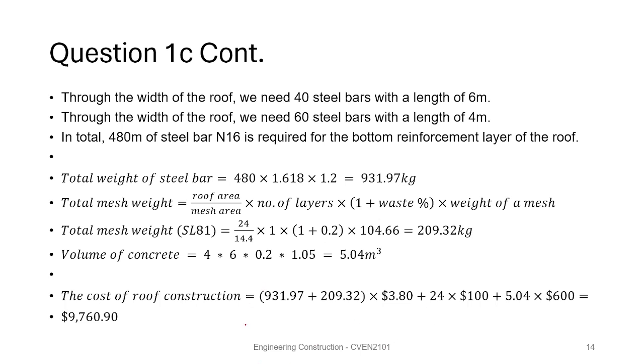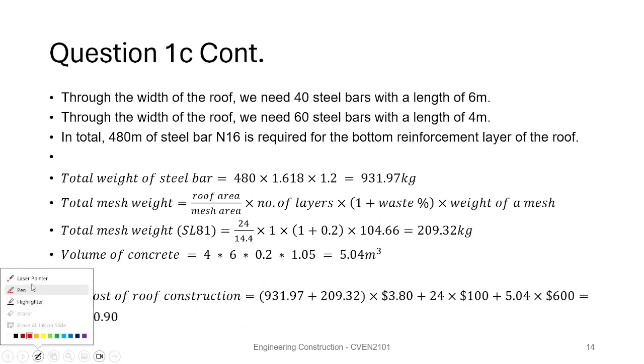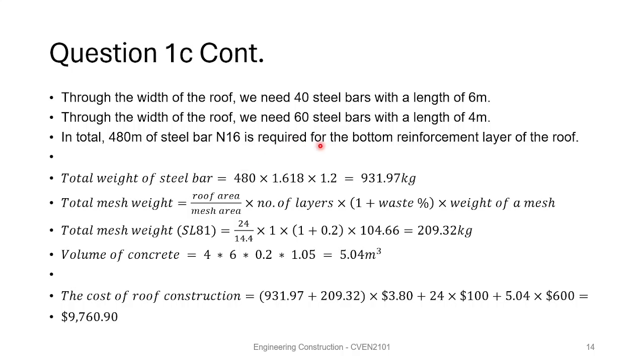So in total, we will need 480 meters of steel, N16 required. And we know that an N16 steel bar weighs 1.618 kilograms per meter. And we need that extra 20% as waste. Then we calculate the total mesh weight again, but this time for an SL81 with the SL81 data, obviously. And that would be 209.32 kilograms. So you use the same method as previously, okay?